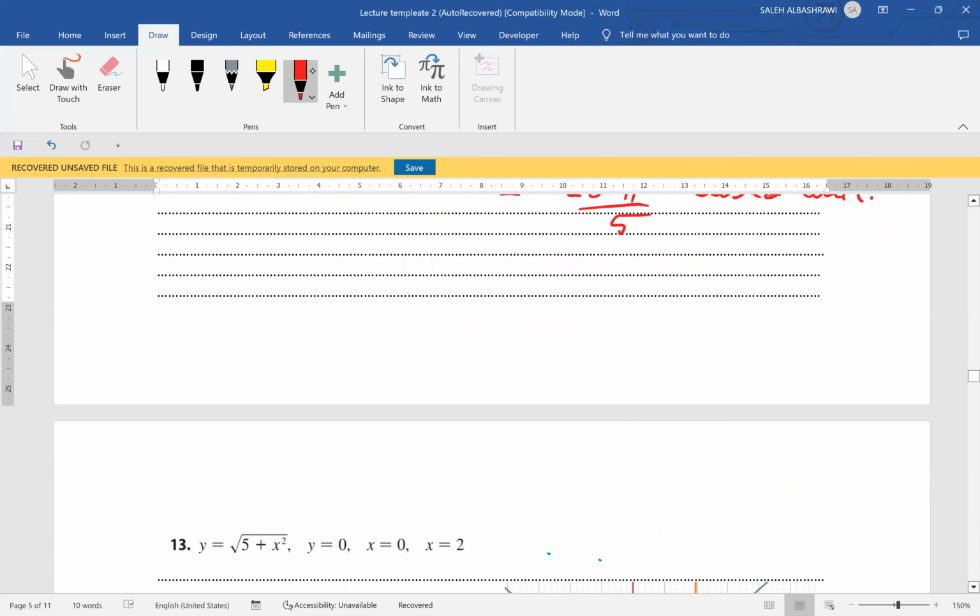Say we have this function, y equal to square root of 5 plus x squared, y equal to 0, x equal to 0, and x equal to 2. And we need to rotate it about the y-axis. Again, this is about the y-axis.